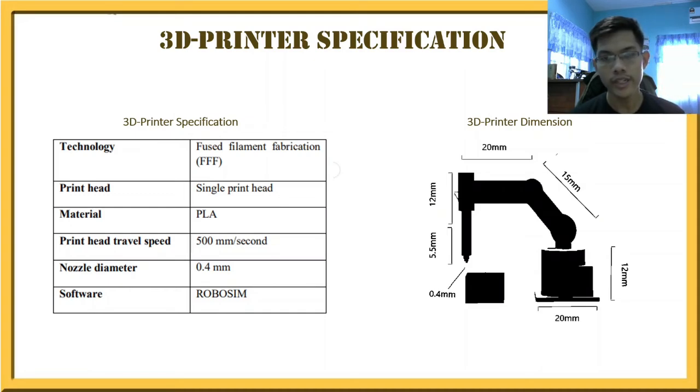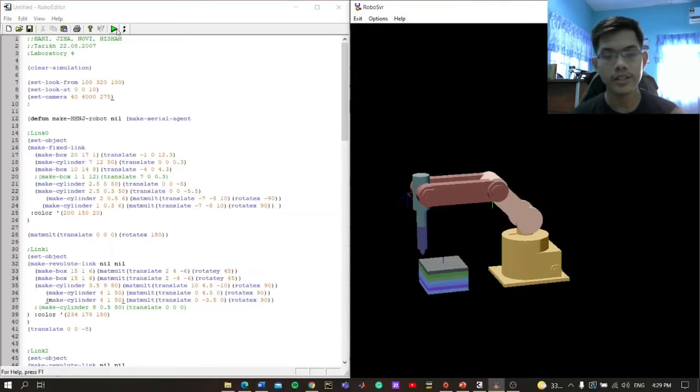Okay, to make the visualization and the movement of the 3D printer much more real, we have to make the simulation and design in the Robosim software using the coding that we have learned in the lab session. Okay, this is my 3D printer design that has been constructed in the Robosim. On the left side here is the coding that I constructed in the Robosim software.